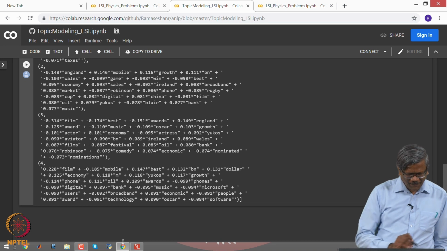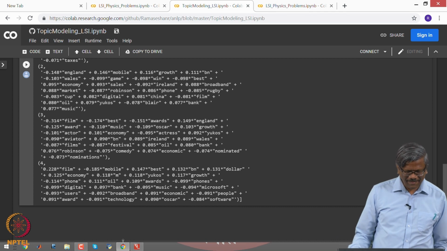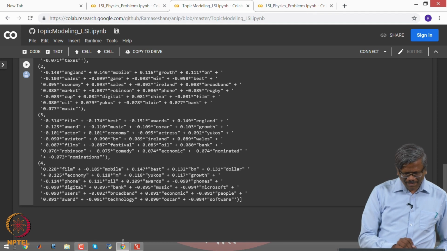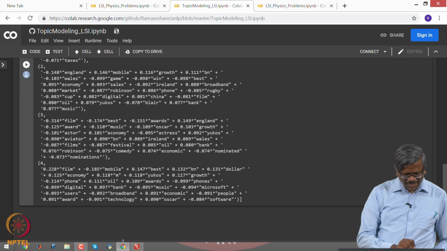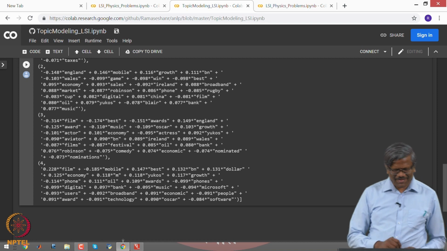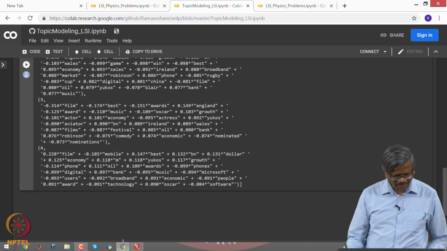And then let's look at the fourth one. So far we are not very successful in terms of finding out the right class. Let's look at the last one. Film, best, awards, England award, music, Oscar, growth, actor, economy, actress, aviator, island, Wales, films, festival, Robinson, nominated, nominations, and so on. So we can see a lot of terms related to the entertainment.